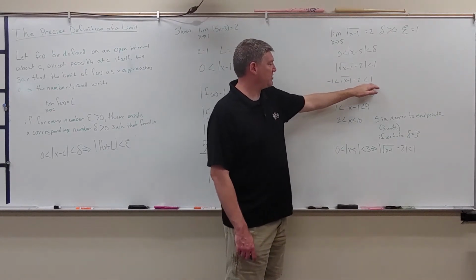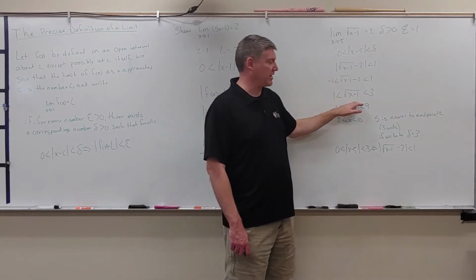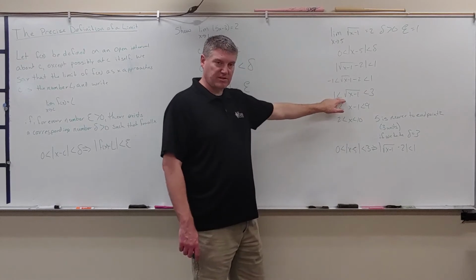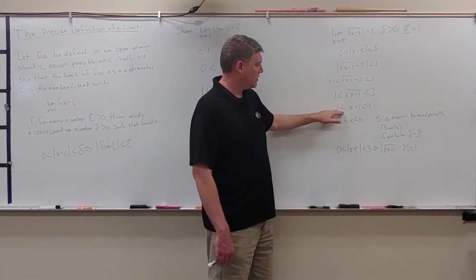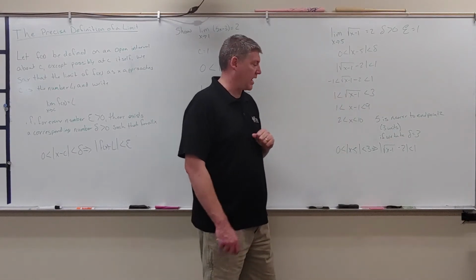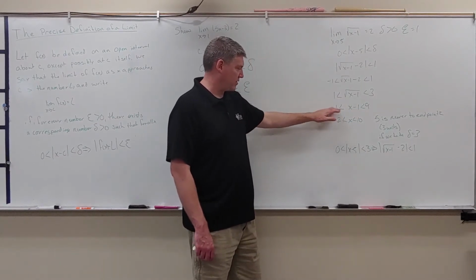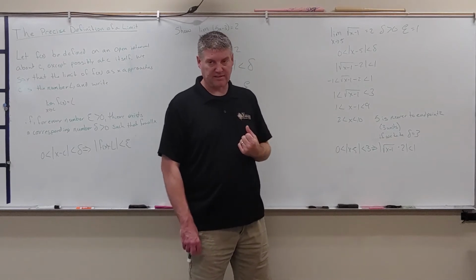So I'm going to add my 2 to both sides, which is going to give me 1 is less than the square root of x minus 1, which is less than 3. And then I got to get rid of the square root. So I'm going to square it. So 1 squared is 1, is less than x minus 1, which is less than 3 squared, or 9. And now I'm going to add my 1 over. So I end up with all 3 pieces. So I end up with 2 is less than x is less than 10.